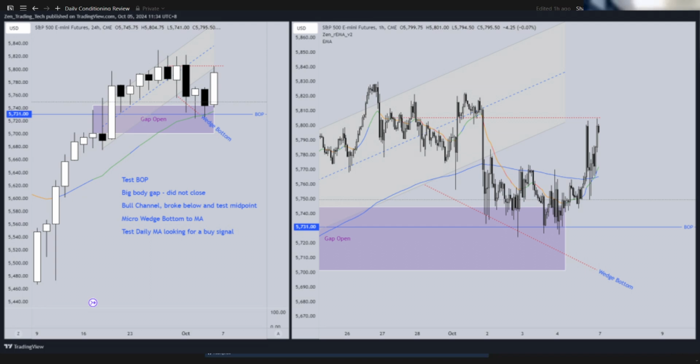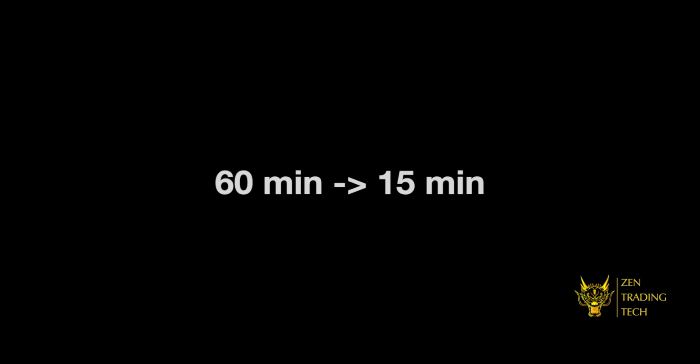So we're testing this big breakout point on the daily. We had this big body gap here. We didn't end up closing. It was a bull channel. We kind of broke below it. We had a little micro wedge bottom here, 3 pushes down to the moving average, and we're in a bull channel.